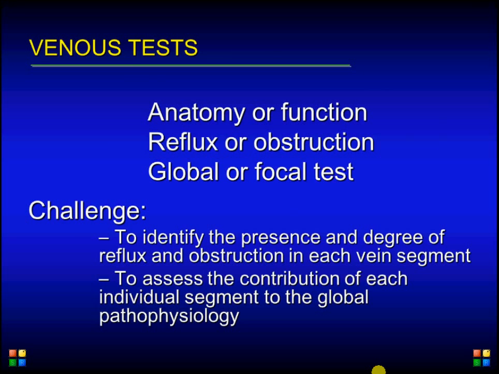Venous tests are either showing anatomy or function. We try to separate the reflux from the obstruction, and we want to know if it's a focal test for a part of the venous system or a global test. The challenge that we have is that we want to identify the presence and degree of reflux and obstruction in each vein segment of the lower limb. And then we would like to find out how much that vein segment contributes to the global hemodynamics. And that is a tough task to do.